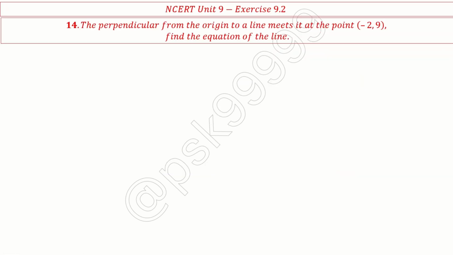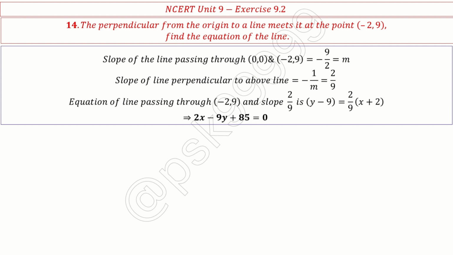Okay, next. The perpendicular from the origin to the line meets it at the point minus 2 comma 9. Find the equation of the line. So this is simple. First thing is the slope of the line passing through 0 comma 0 and minus 2 comma 9, which is nothing but minus 9 by 2, which is the slope of the perpendicular line.